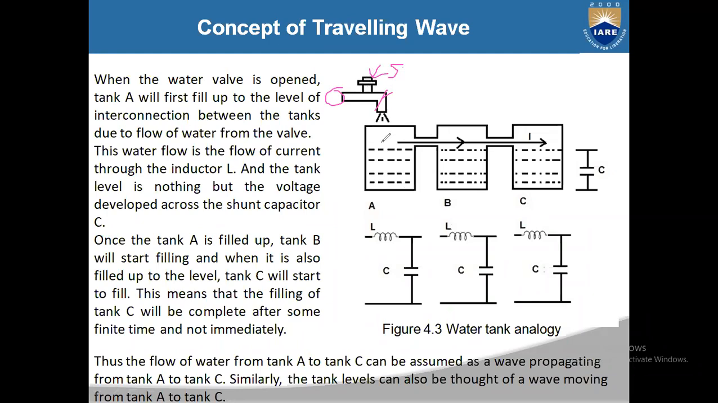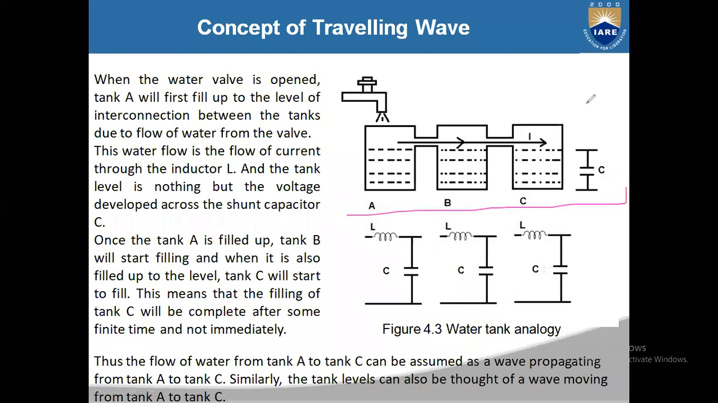The current flowing through the inductance, you can consider as the flow of water. So flow of water is considered as the current flowing through the inductor, and the level of the tank is considered as the voltage across the capacitor. Now I'm going to analyze this. One single tank represents one section of L and C, another tank another section of L and C, and another tank another section of L and C. As I said before, until this capacitor is completely charged, you cannot get the current flow here.